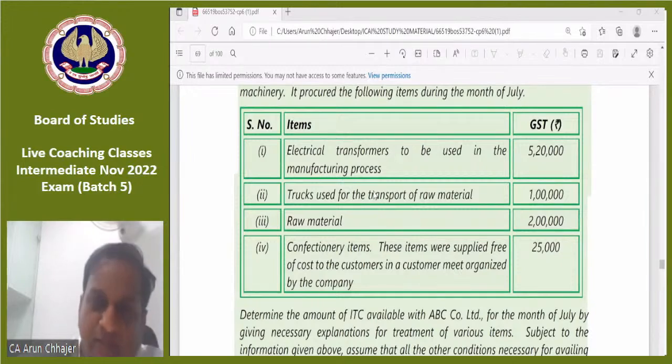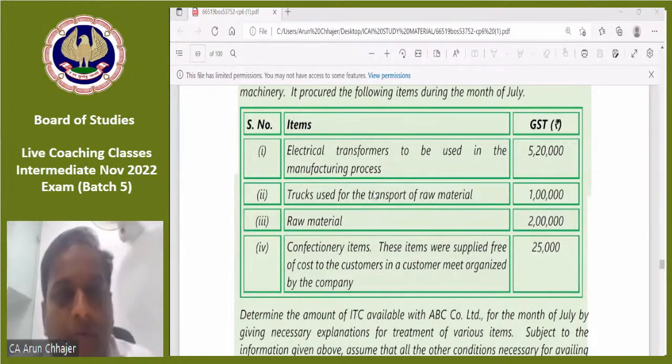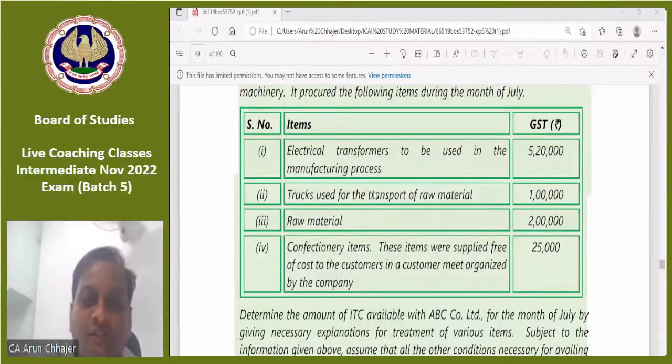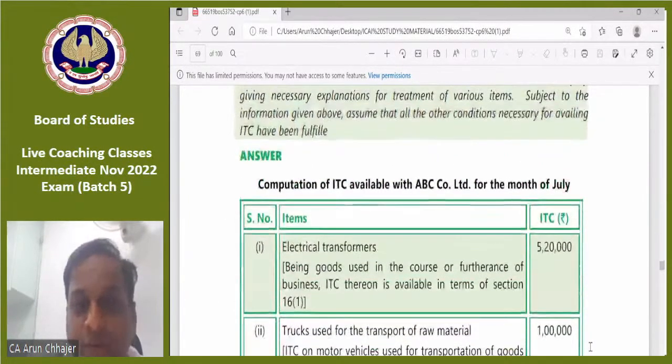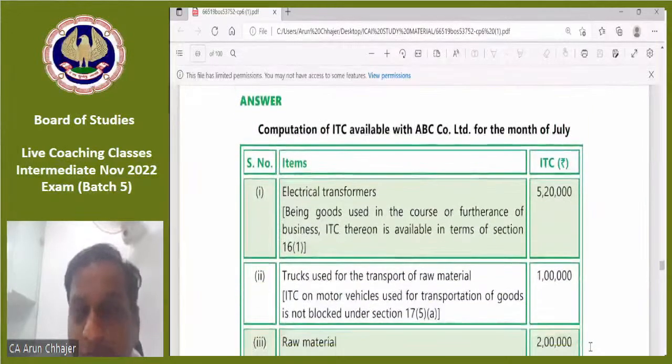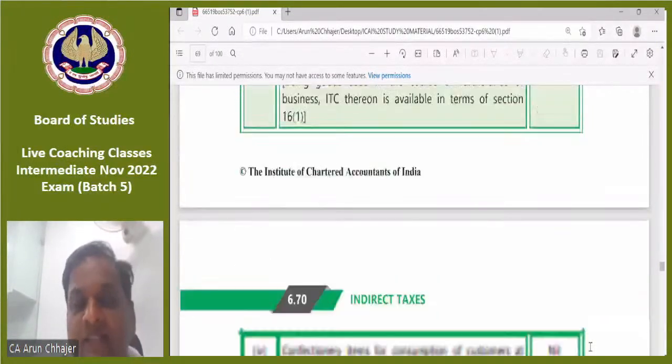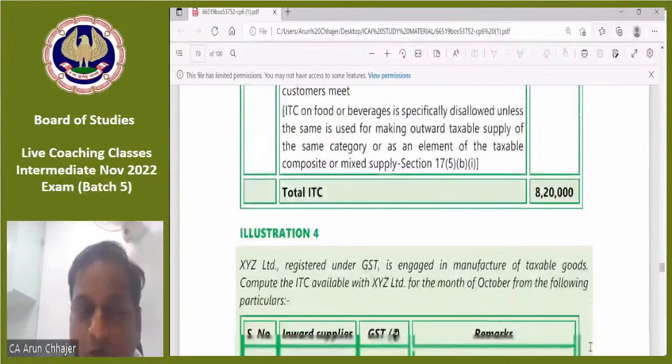We have discussed this. Correct. Fine, no problem. Let me move to the next question. So ITC would be available for electronic transfer. ITC would be available for truck, raw material, but the last item, confectionery, is not available.